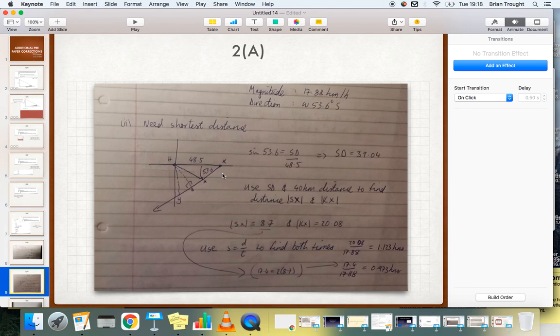The other thing we're looking for is how long does it take for k to be able to exchange signals. So we're looking for the time taken to go from k to x. So we need that length as well. And you would just use trigonometry to get that distance. You'd use the speed again, and you do speed as distance over time. Sort that out, and it takes 1.123 hours for k to get to x.